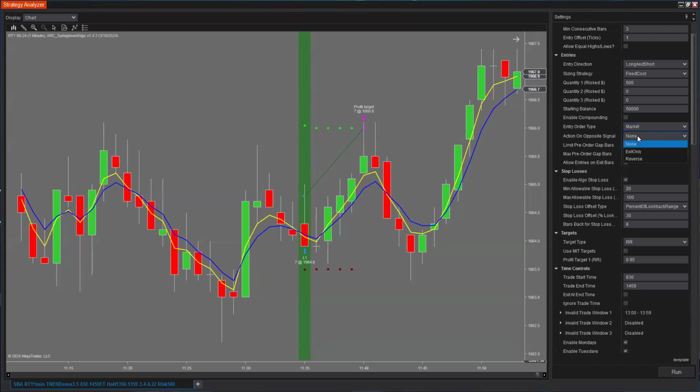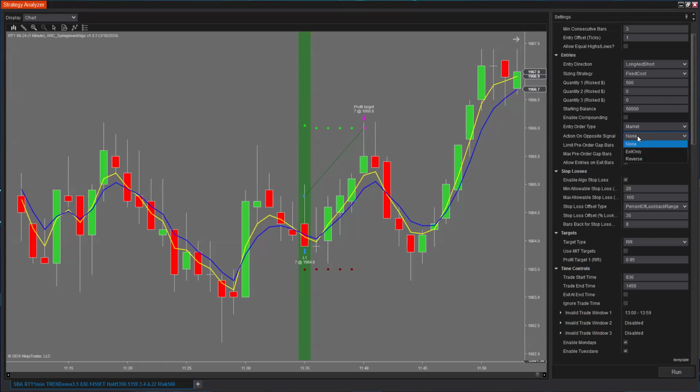Action on opposing signal. Let's say you get a signal going the other way. Do you get out of the trade? Do you exit? Do you reverse? This is going to be more applicable for swing traders that maybe want to trade swing on Forex or stocks or whatever. You can set that so that it will exit if you get a signal going the other way, or so on.